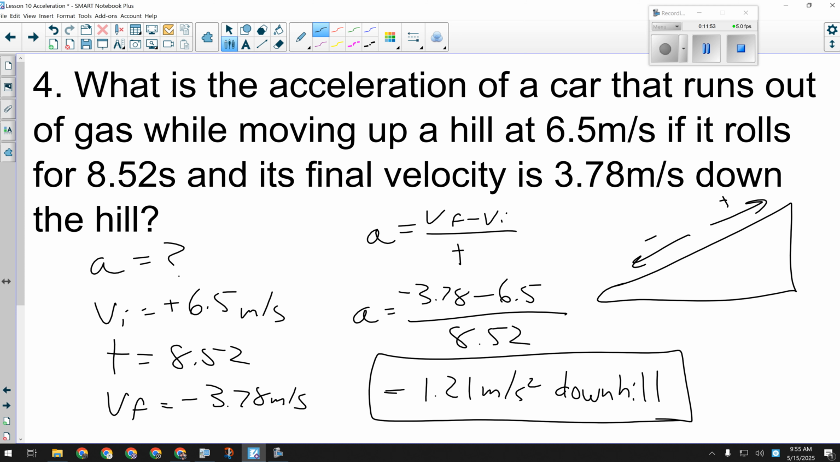So the whole point of that one was not algebra. The whole point of that one was vectors. Making sure that we put the proper signage on there, we keep track of uphill, downhill, assign the right things, and then at the end, I don't write negative 1.21, I write 1.21 meters per second squared downhill. I have to go back to the vectors that the question gave me.